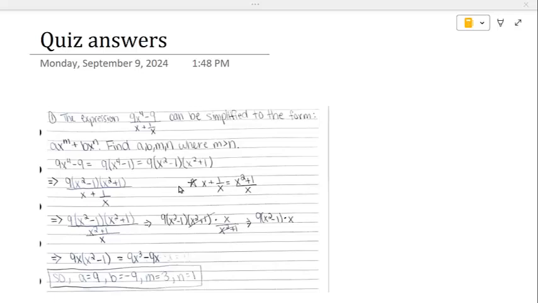Okay, I'd like to go through these quiz answers, and I was lazy, so I just copied student papers to give the answers. The first one was this algebraic expression to simplify.